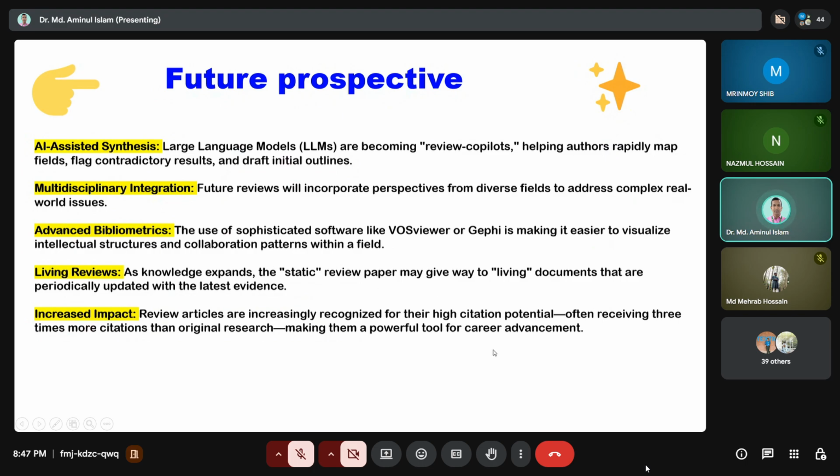And nowadays, as I already said, a review article can give you more citations, which can lead to more research prospects. So this can be helpful for getting a scholarship or other types of funding.